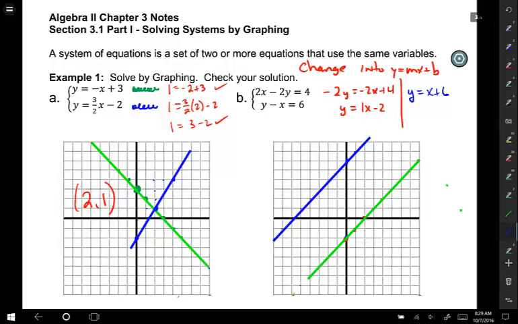So where do they intersect? No, they don't. Is that a viable option? Yes. Okay. So you might have a situation where they don't intersect. And so in that case, very simply, we're going to say, hey, no solution.